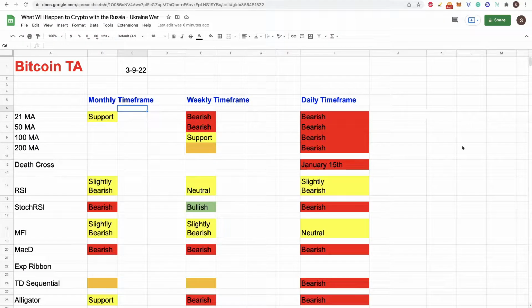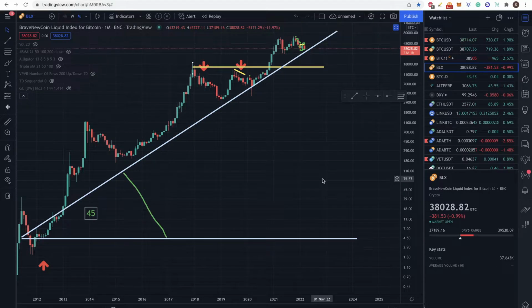Hey guys, like always we are going to cover all the indicators in the different time frames to get the picture of what will happen with Bitcoin. I will start first of all with the monthly chart. You can see here I put these two important lines of support and resistance, actually this important line, which marks all the uptrend that we have in Bitcoin.